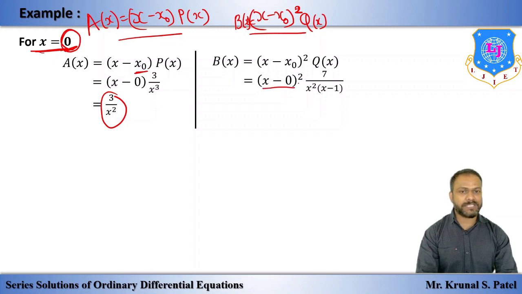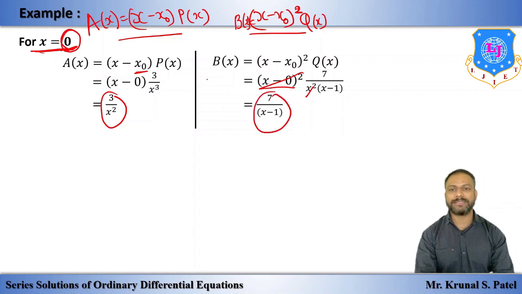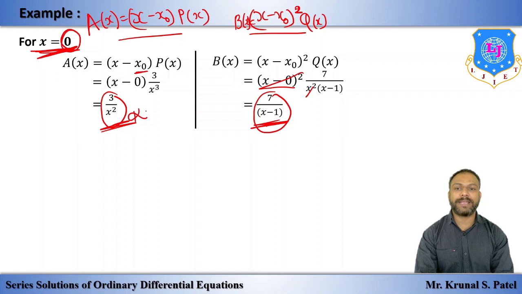So this becomes x square. So x square cancels out. So we have 7 upon x minus 1. Now we have both the values a of x and b of x. Now we will put x is equal to 0 in these two answers. So if we put x is equal to 0, this becomes infinite and this becomes minus 7.